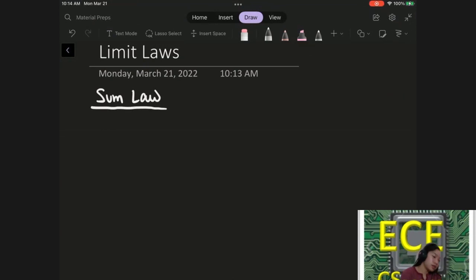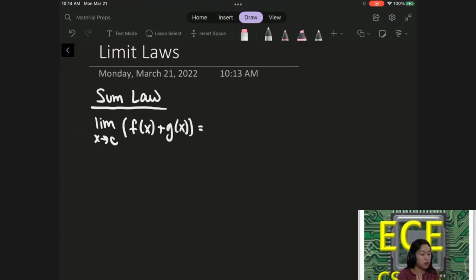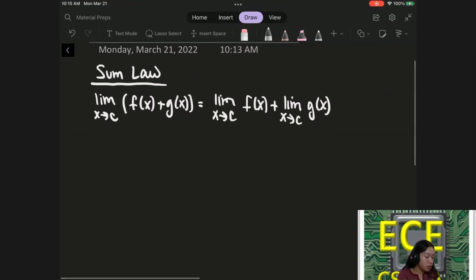The sum law states if the limit as x approaches c of f of x plus g of x, you can break this down into two limits. So it's a limit as x approaches c of f of x plus the limit as x approaches c of g of x. Pretty simple.